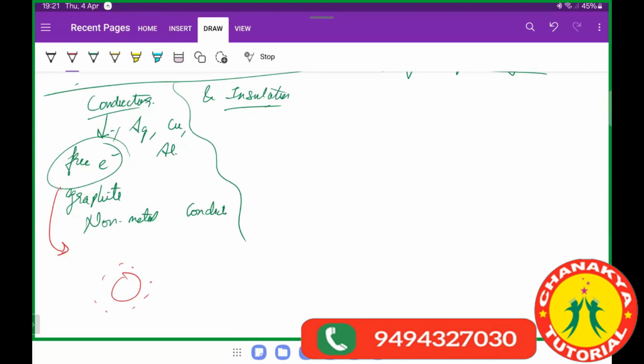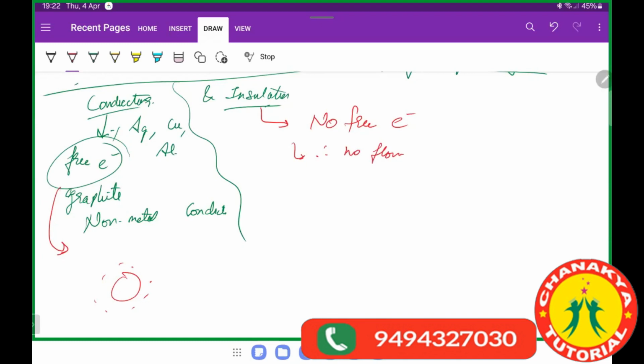Now, if we go with the insulators, these people are like, okay, no, nobody should go, nobody should come. They do not allow any current or charge to flow because they don't have any free electrons. If they have free electrons, only then will they allow charge to flow. So here we can write: they have no free electrons. So no free electrons means no charge to flow. Therefore, no flow.